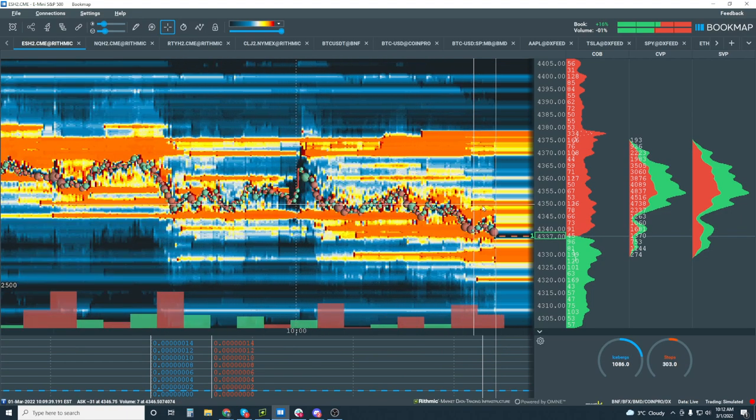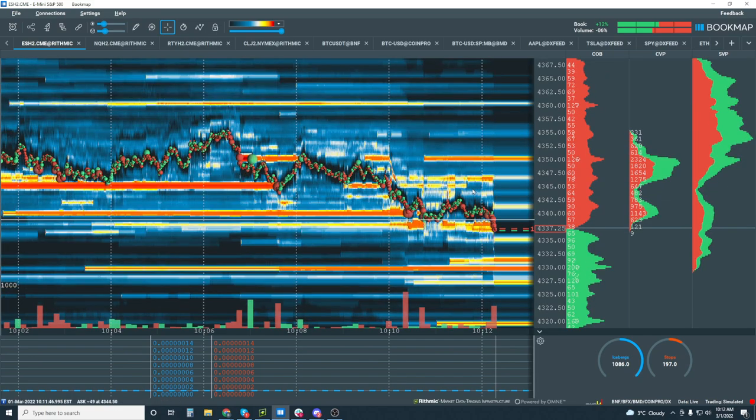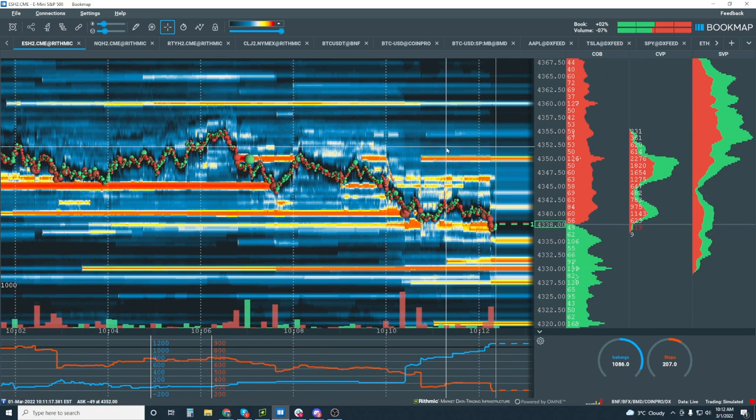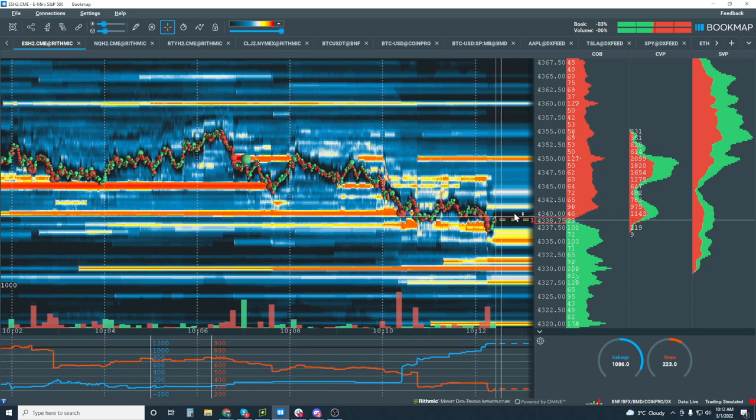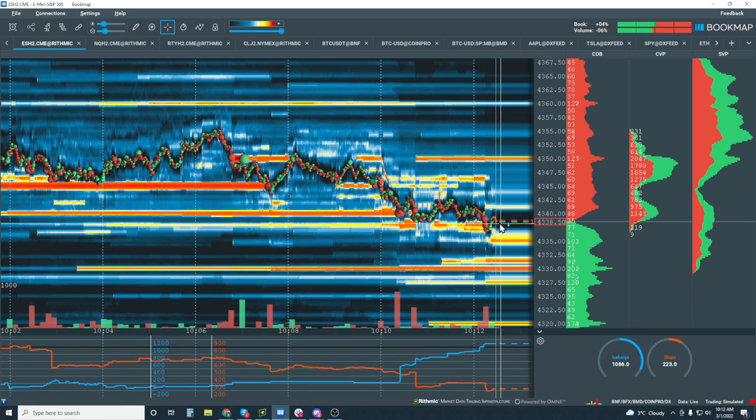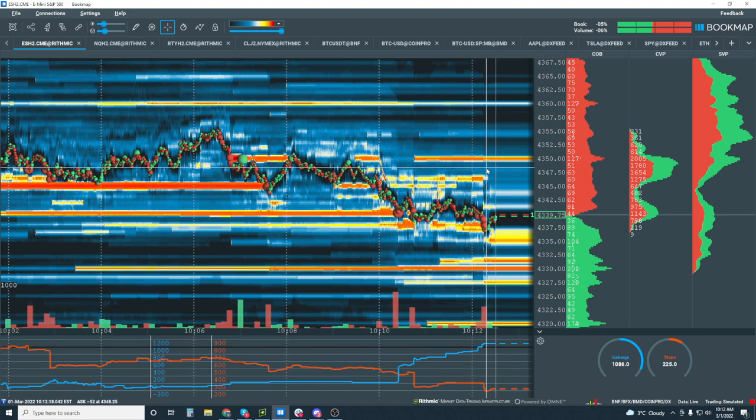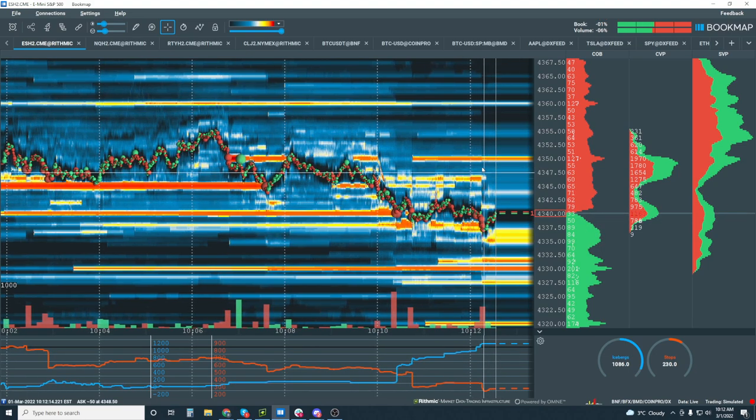Okay, and we're looking for these sellers to continue. Okay, and so far so good. So sellers are moving the market here. We're looking for continuation. Okay, we just spiked below 40 and we're getting a little bit of a bounce here, but sellers are still in control until we see something different.